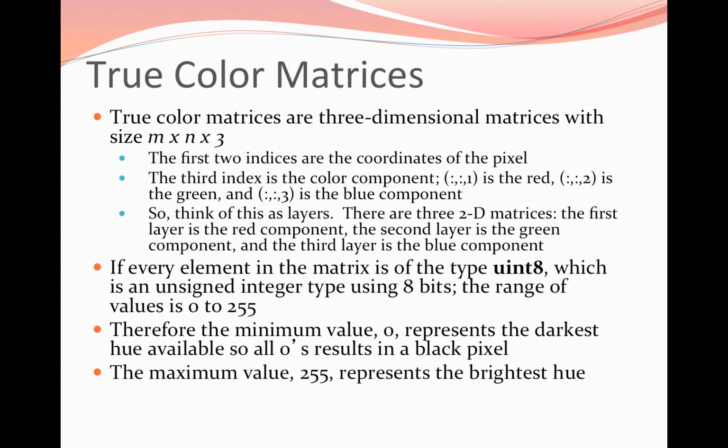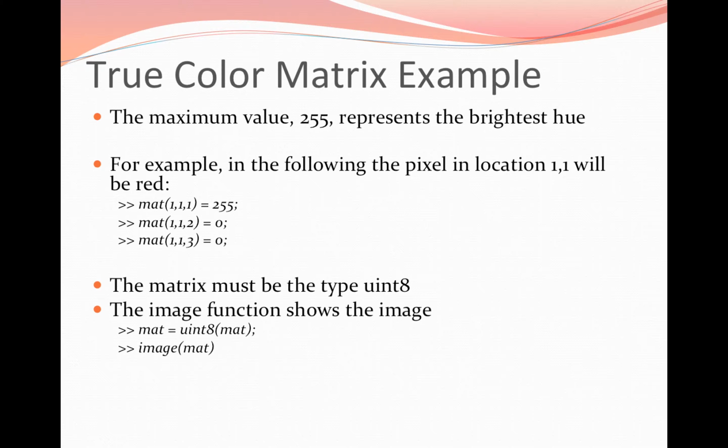If every element in the matrix is of the type uint8, which is an unsigned integer type using 8 bits, that means the range of the values in that type can go from 0 to 255. So when using that type, the minimum value 0 represents the darkest possible hue, and the maximum value 255 represents the brightest possible hue. So if you had all zeros, that would result in a black pixel. If you had all 255s, that would represent a white pixel. So again, the maximum value, 255, represents the brightest hue.